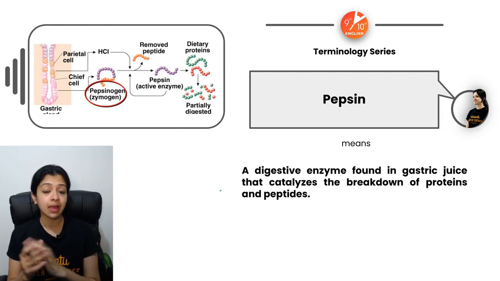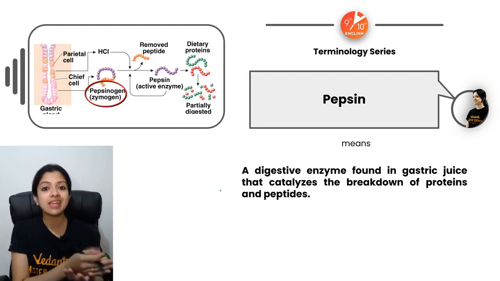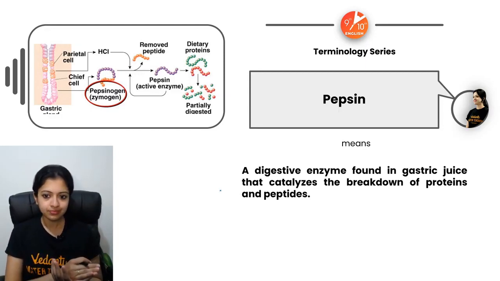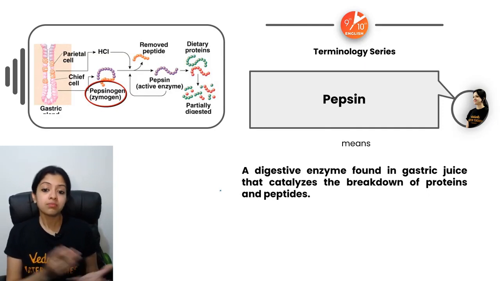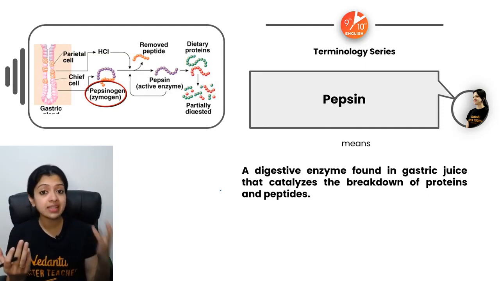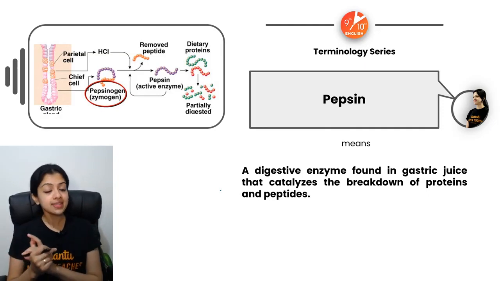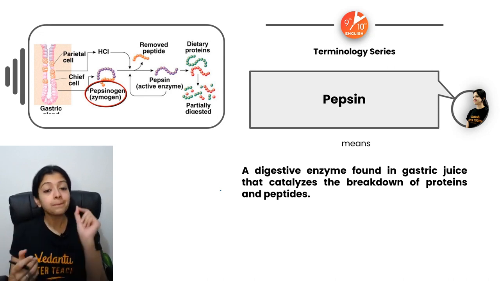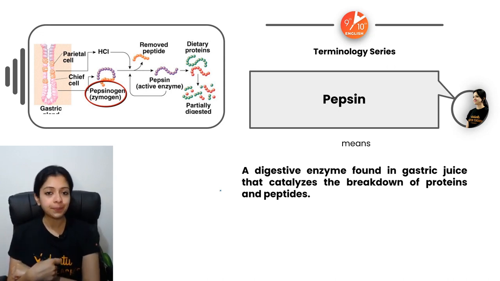It's a digestive enzyme found as part of gastric juice in the stomach. Okay, well, this is something that gets activated in the presence of HCl and helps in protein digestion in the body. Okay, so this is what pepsin does.